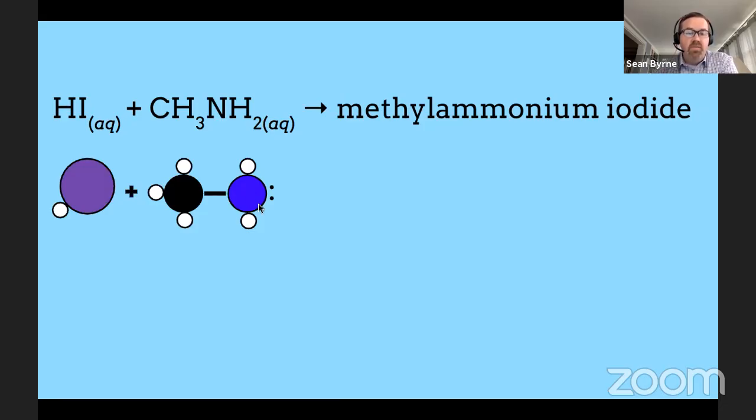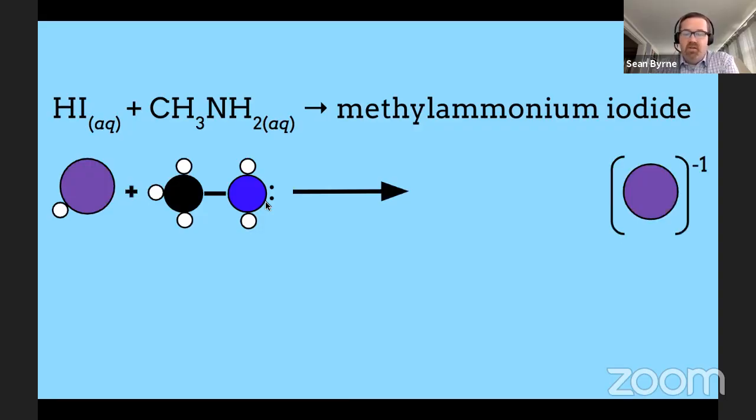Now, what I hope jumps out at you is the fact that this has a lone pair of electrons that is hanging off the right side of this. This is an area where methylamine can accept a proton because this lone pair is ripe for accepting that proton.